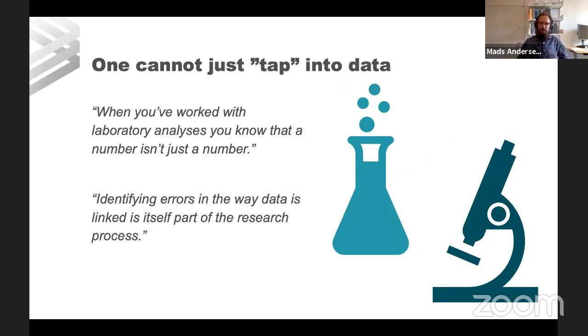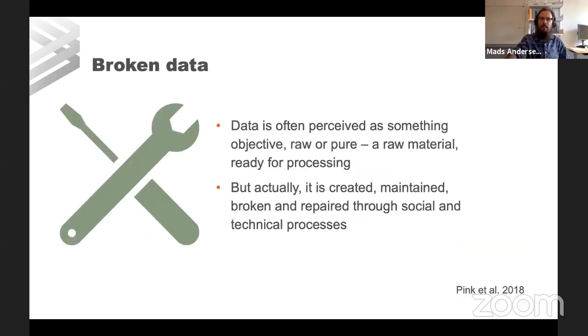So we really found that it's actually quite difficult to do this, because the data is often broken. Even though it's often perceived as something objective, raw, and pure, it's created, it's maintained, sometimes missing, and when this data is broken, it's usually being repaired through a social and technical process.